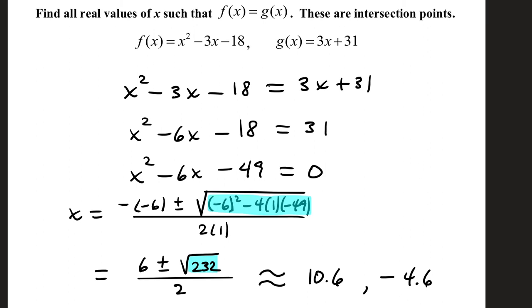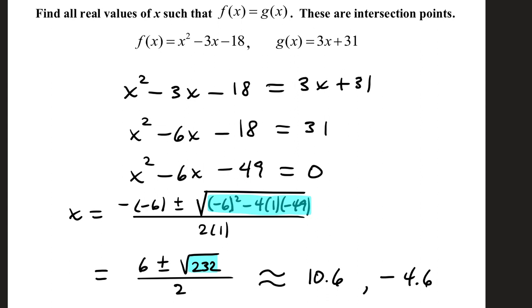Find all real values of x such that f of x equals g of x. These are actually the values of x at the intersections. Our function f is the quadratic function above, x squared minus 3x minus 18. If we're asked to set that equal to the line 3x plus 31, then we still have overall a quadratic term in the equation. So we'll bring all terms to one side, subtracting 3x's from both sides. That gives us x squared minus 6x minus 18 equals 31. And then to subtract 31 on both sides, you get x squared minus 6x minus 49 equals 0.